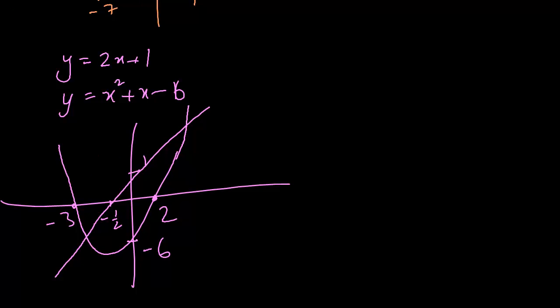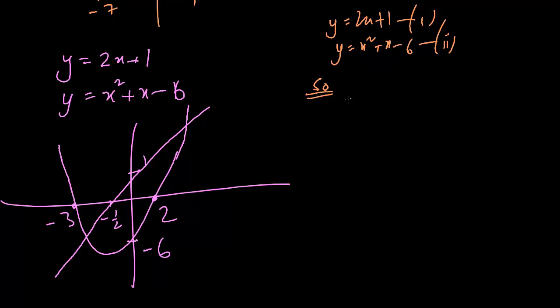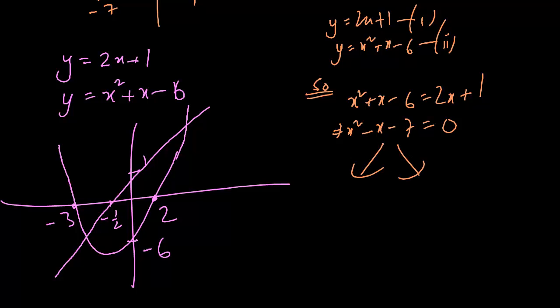So this is the same as solving simultaneous equations: y equals 2x plus 1, equation 1, and y equals x squared plus x minus 6, equation 2. So how do we solve it? We can solve this by substitution. x squared plus x minus 6 equals 2x plus 1. We can write x squared, x minus 2x is minus x, and we can write -7, and we can solve this. We can find two values of x. This is the same as finding the point of intersection of these two pictures.